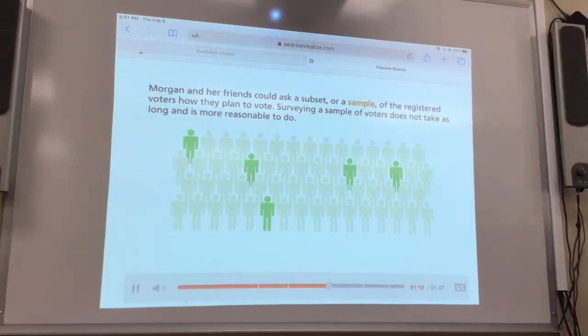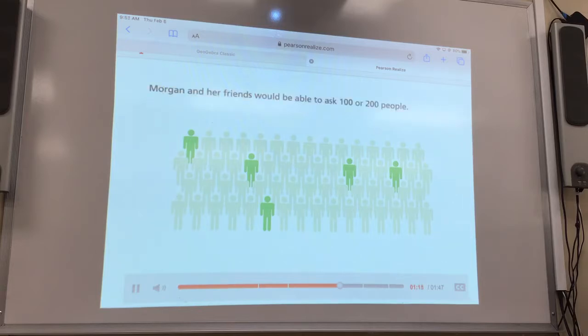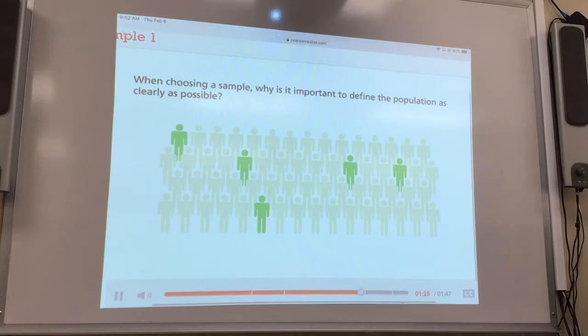Surveying a sample of voters doesn't take as long and is more reasonable to do. Morgan and her friends would be able to ask 100 or 200 people. When you're choosing a sample, why is it important for you to define the population as clearly as possible? Why is it important to know what your total population is? Or to define your population? Donnie? So your conclusion is accurate. That's really what it is. You need to know what group you're wanting to get information from so you know what kind of sample to look at.